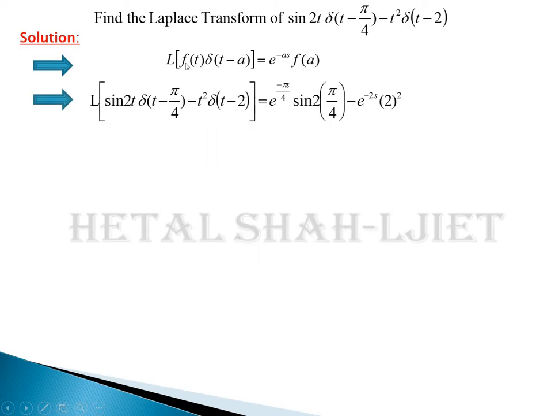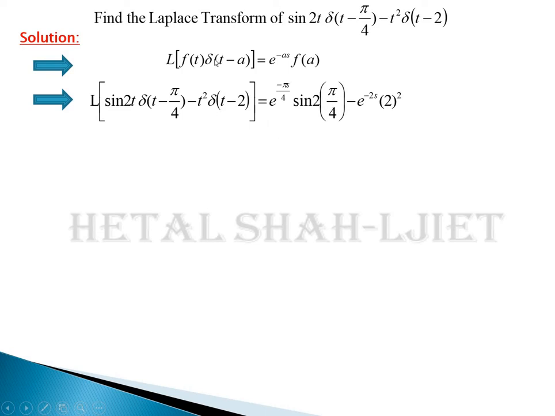Okay, so first you have to compare this formula with the first term, and then this formula with the second term. By comparing the first term with the formula, your function f(t) is sine 2t and your a is pi by 4. So as per the formula, for the first term your a is pi by 4, so e raised to minus pi by 4 s, and for f(a), your function is sine 2t, so just put a, which is pi by 4, in the place of t, that is 2 into pi by 4, so sine 2 into pi by 4.